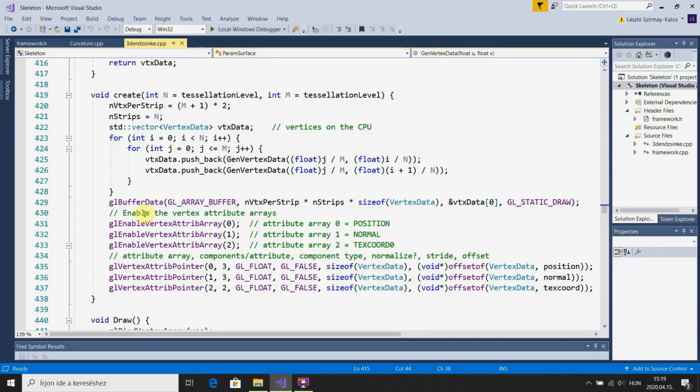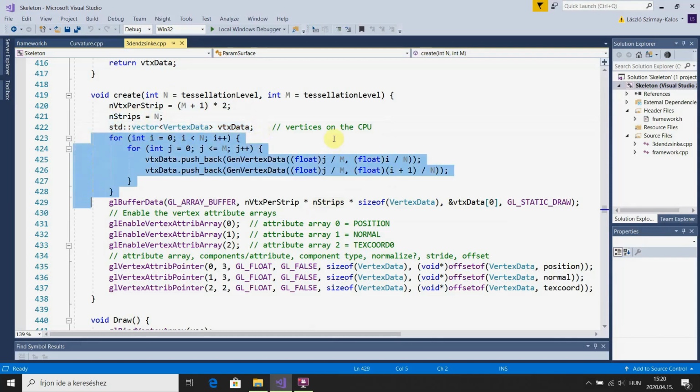If we take a unit square and sample it with rows and columns of sample points, a row will correspond to a single triangle strip. If we have n rows and m columns, a single row will have (m plus 1) multiplied by 2 points in it. These points will belong to a single triangle strip, and we have n rows, which means n triangle strips. Data is prepared in this CPU array.